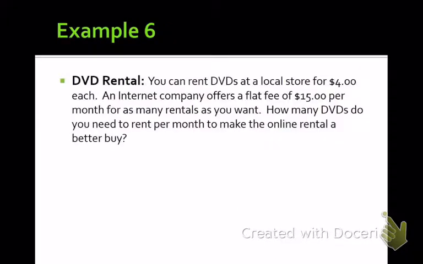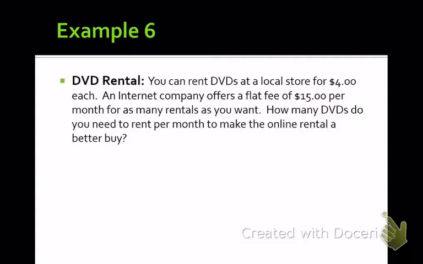All right. Another use here of our lines. You can rent DVDs at a local store for $4 each. An internet company offers a flat fee of $15 per month for as many rentals as you want. How many DVDs do you need to rent per month to make the online rental a better buy?